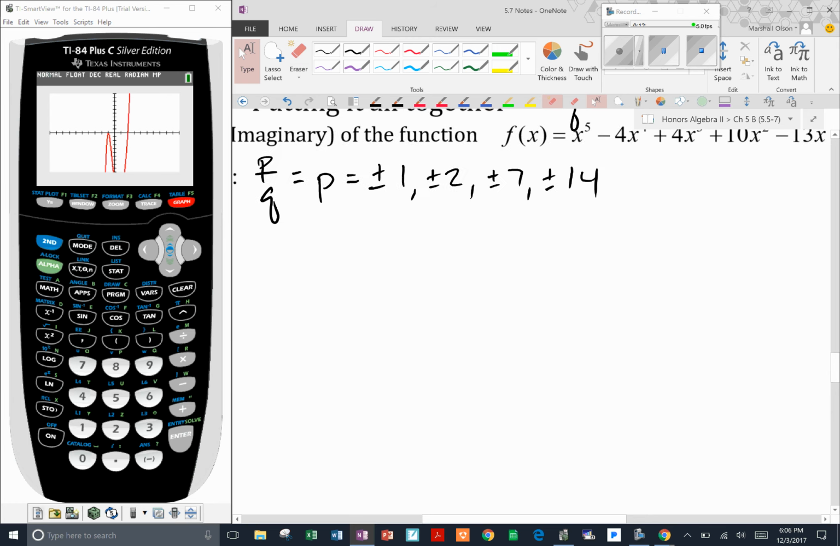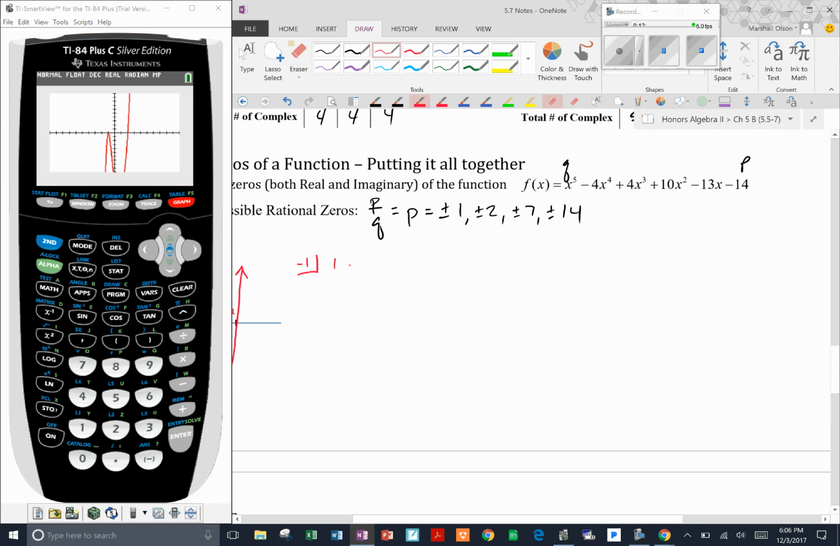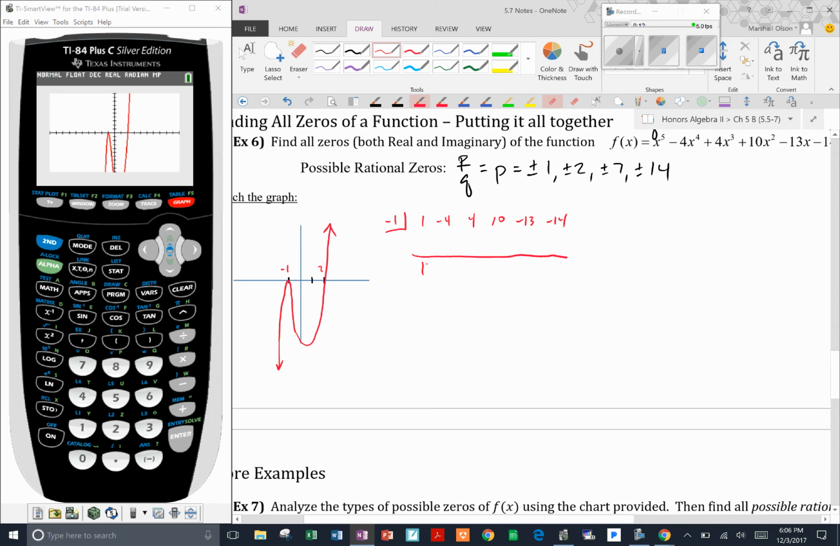But we've got 1, -4, 4, 10, -13, and -14 as our coefficients. So we're going to drop this, multiply, add them up, multiply, add them. Continue on with our synthetic division here. This looks good. Now here's the problem. This is a coefficient on x to the 4th, since this was a coefficient on x to the 5th.